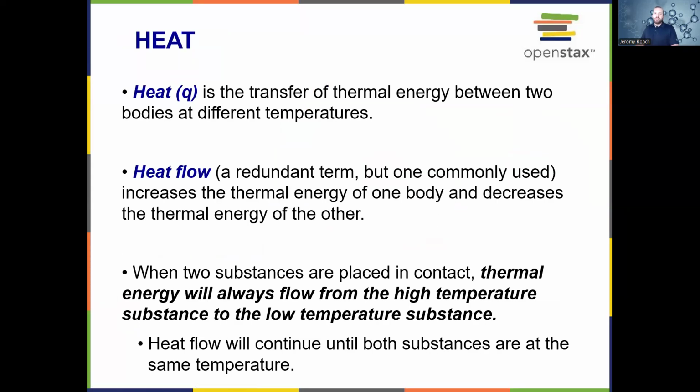The definition of heat is the transfer of thermal energy between two different bodies at different temperatures. And we denote heat as the letter Q. Heat always flows from a hotter object to a colder one until both objects reach the same temperature. When those two objects end up reaching the same temperature, we call this thermal equilibrium.